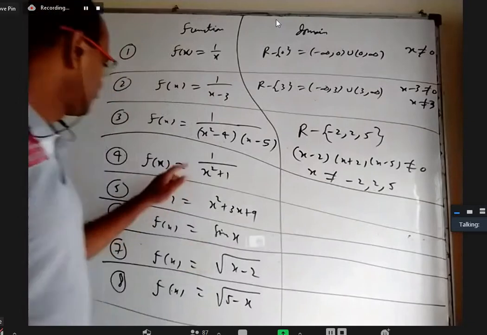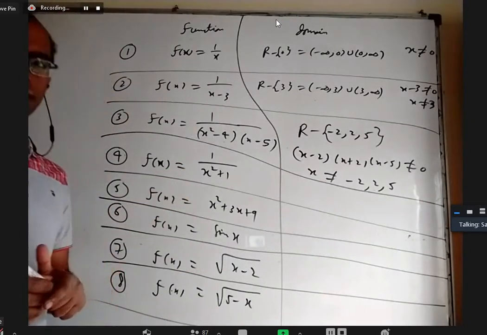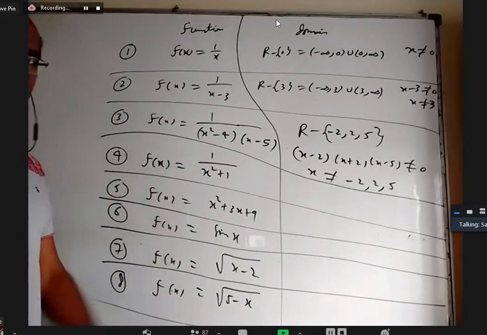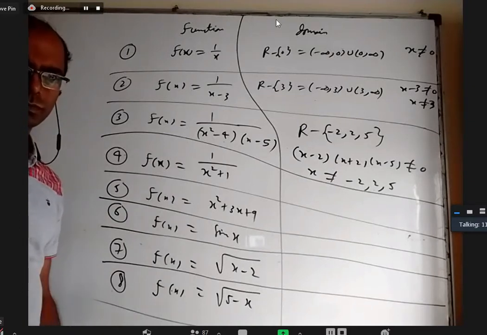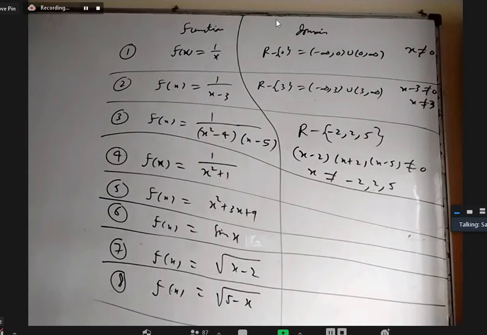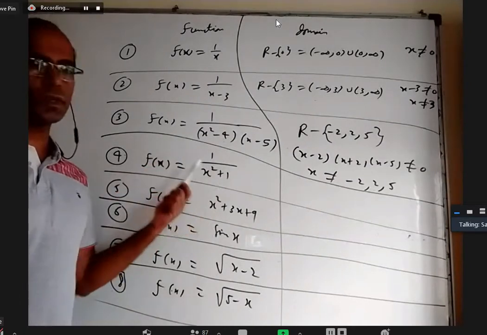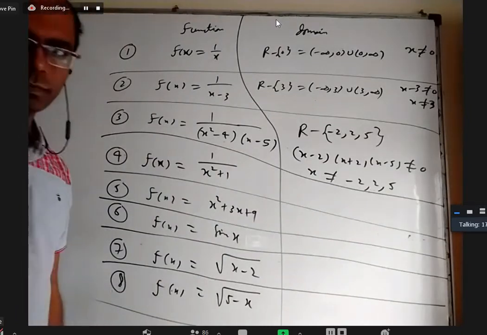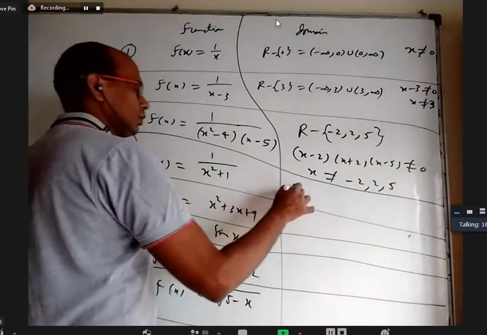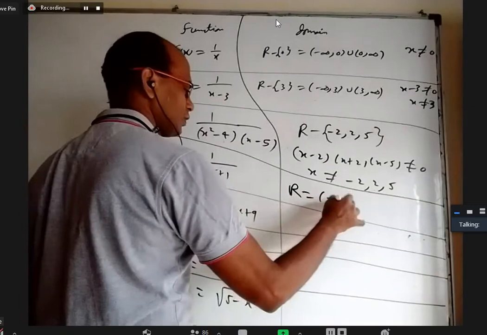Okay, fourth one. Can somebody tell me some x value where it is not defined? Whatever x you take, it is always defined because the denominator can never be 0. So what should the domain be? All real numbers, minus infinity to infinity. Everything.